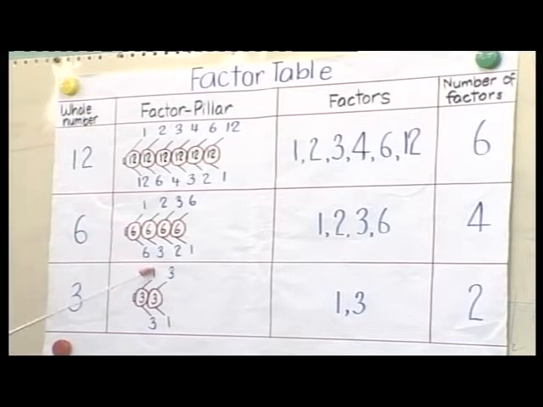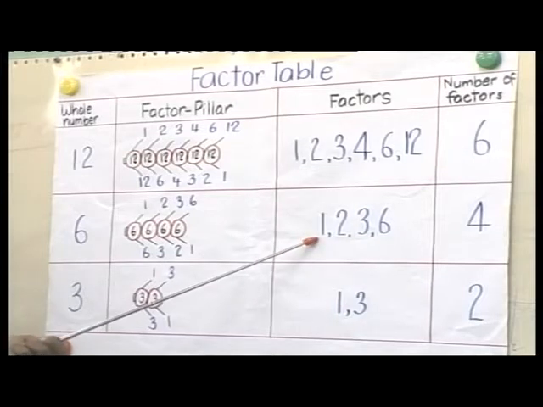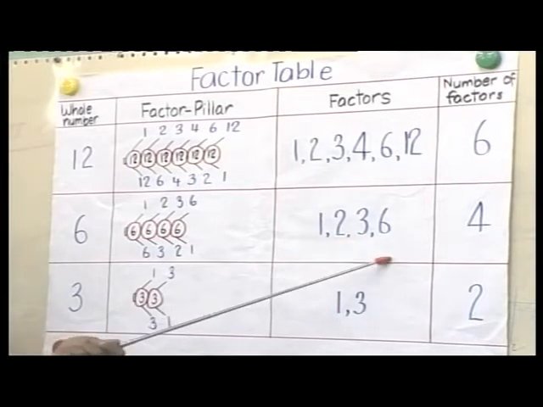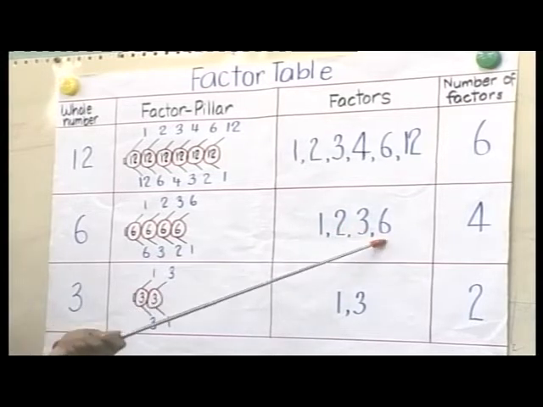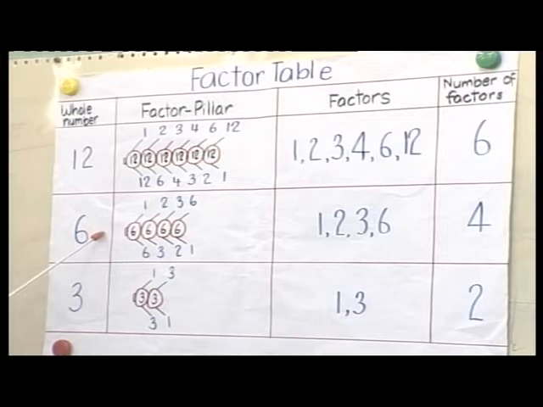Let's look at the whole number 6. In the diagram of a factor pillar, this is how you got your factors. You multiply 1 times 6, which gives you 6. 2 times 3 gives you 6. 3 times 2 gives you 6. 6 times 1 gives you 6. So the factors are 1, 2, 3, 6. So 1, 2, 3, and 6 are factors of 6. So how many factors are there? 4.